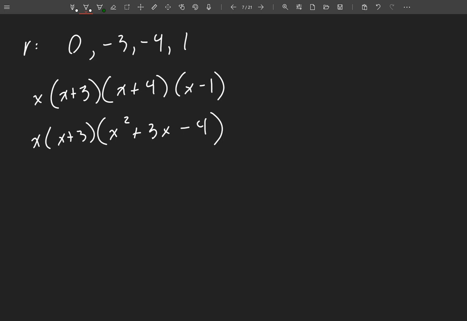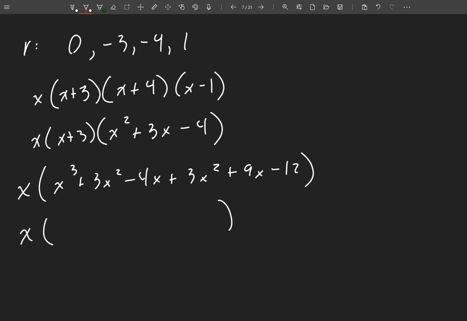Now, I'm going to distribute the x plus 3 into all of this stuff. That's how that's going to go. I'm still going to leave my x out front. Okay. So I have x cubed plus 3x squared minus 4x plus 3x squared plus 9x minus 12. Now, you can either go ahead and distribute the x throughout everything, or you can simplify the insides and then distribute the x. I suggest waiting till the very end. That's what I would do, but you do you. So I have x cubed plus 6x squared plus 5x minus 12. I think I got that right.